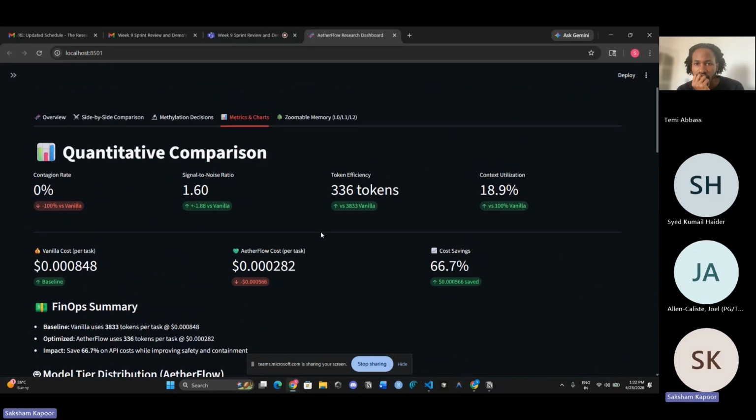So basically, this is all to make sure that when different agents are working together, every agent is only accessing the memory and the details that are important for its own specific role, and everything else that's not important is getting methylated, and also all the hallucinations and other errors are getting methylated.